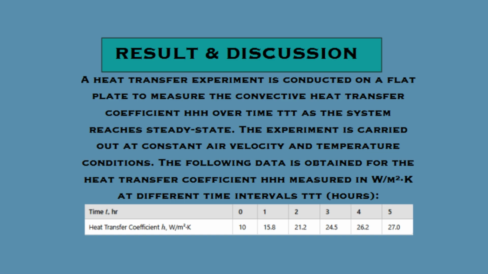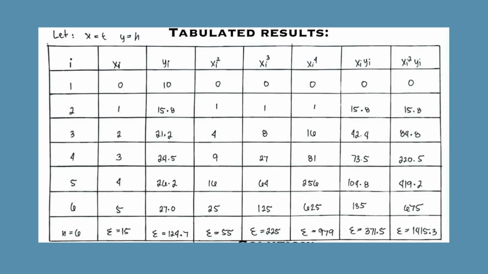different time intervals. So we have a time t where 0, 1, 2, 3, 4, 5, and heat transfer coefficient h in watts per meter squared Kelvin of 10, 15.8, 21.2, 24.5, 26.2, and 27. So here in the tabulated results, let x equal t and y equal h. So we have i here, where i is 1, 2, 3, 4, 5, 6, which is our sequence. That's why our n is equal to 6.